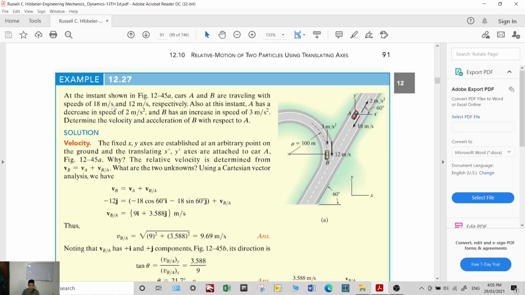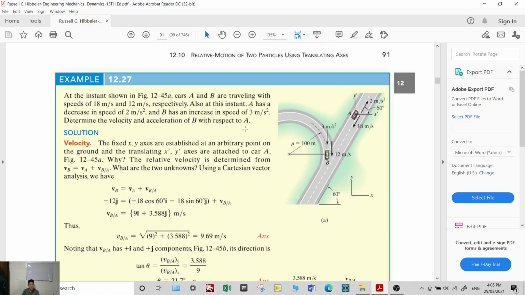So this is the velocity of A and B. Also, at this instant, A has a decrease in speed of 2 meters per second squared and B has an increase in speed of 3 meters per second squared. Determine the velocity and acceleration of B with respect to A.